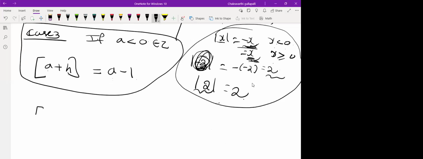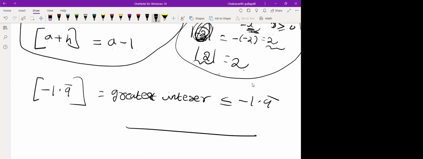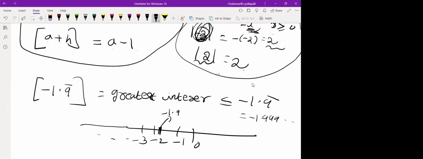Let us see. For example, I want minus 1.9 bar. Plus 1.9 bar we have seen. What does minus 1.9 bar mean? The greatest integer less than or equal to minus 1.9 bar. So on the number line, this is 0, this is minus 1, this is minus 2, this is minus 3, and so on. Now minus 1.9 bar means minus 1.9999 and so on. Where will it be? Between minus 1 and minus 2. It will be here on the number line.